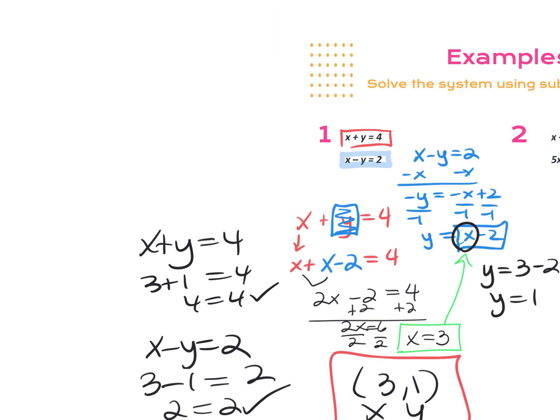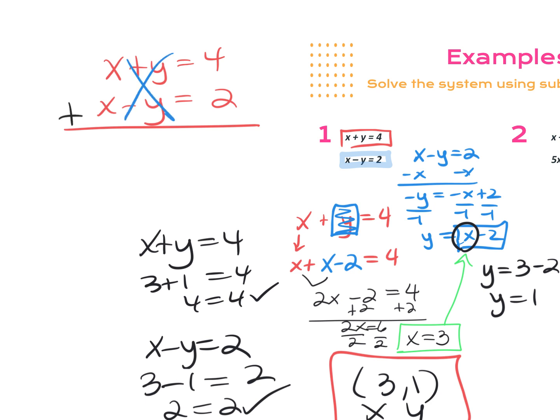Because when we do elimination, let me just rewrite it, is I add the two equations together. So notice when I add these two together, the y's cancel. And then I add 1x plus 1x is 2x. 4 plus 2 is 6. Divide by 2. And x equals 3. I find y the same way. I plug this x value into one of the originals.